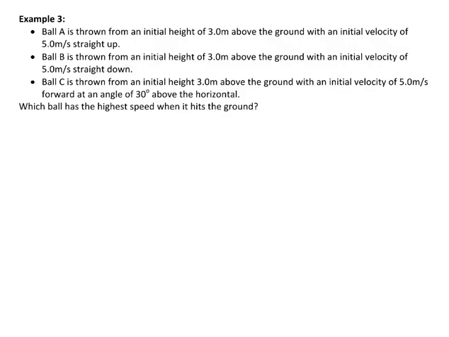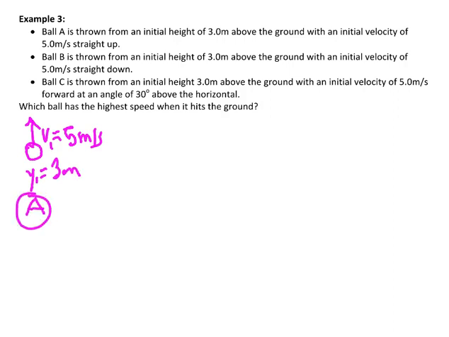All right, what about these three scenarios? So first we have a ball being thrown up in the air from a height of 3 meters off the ground with an initial velocity of 5 meters per second straight up. So here's the ball. It's being thrown just straight up with a v1 of 5 meters per second and a y1 of 3 meters above the ground. So that's situation A.